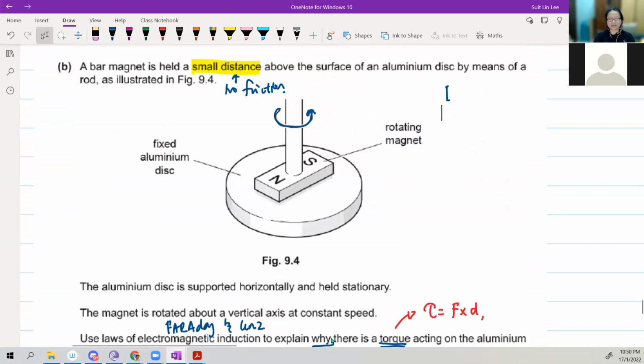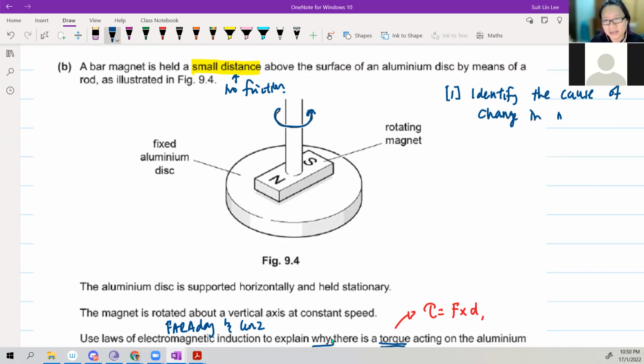Okay, never mind. First thing, number 1: is there a change in flux? So identify the cause of change in magnetic flux. What causes the change in flux? Teacher, duh, it's the rotating magnet.